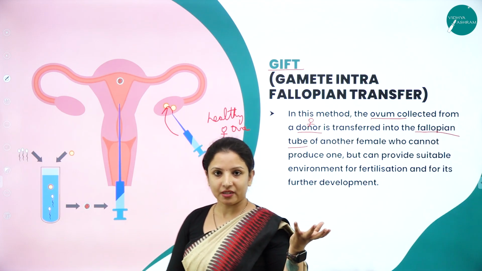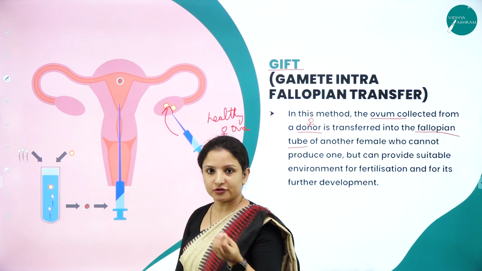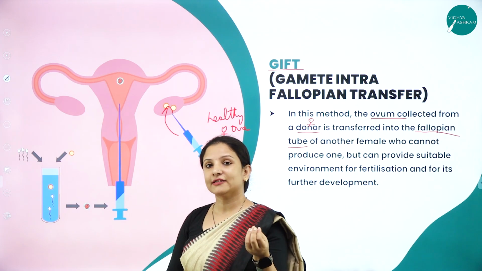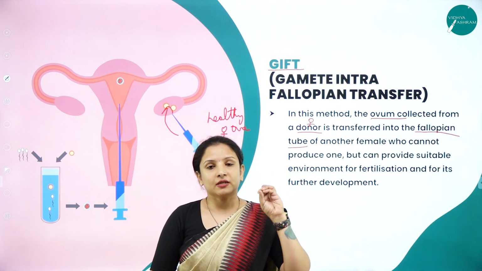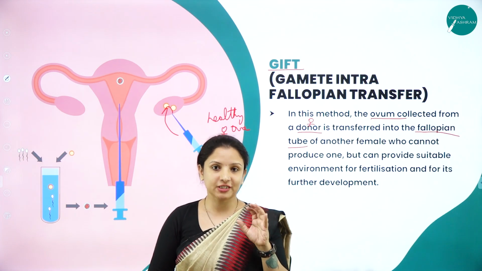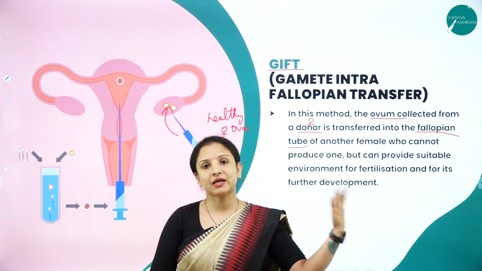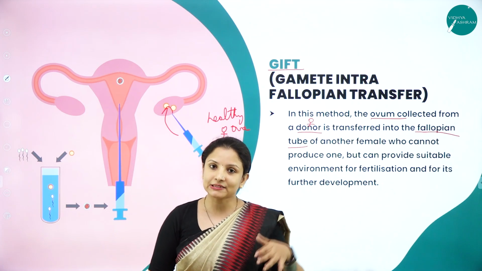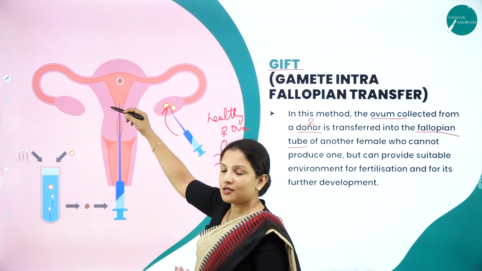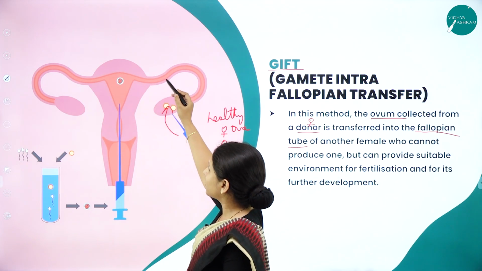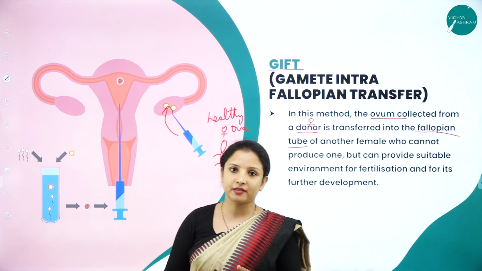The same thing can be done in the case of a male also. That was the case of the female. In the case of the male, in gamete intrafallopian transfer, if the husband is not capable of producing healthy sperms, then the sperms can be collected from a donor and injected through the vagina, so that the sperms will travel and fuse with the egg that is produced by the female.